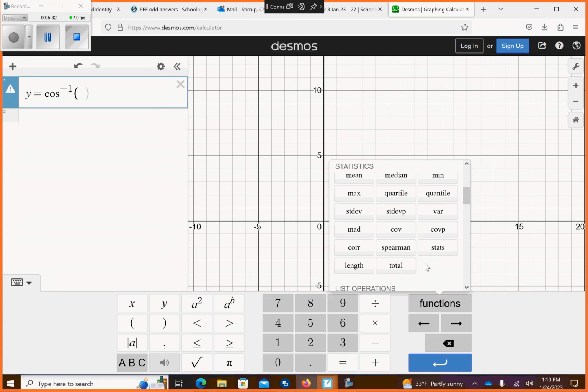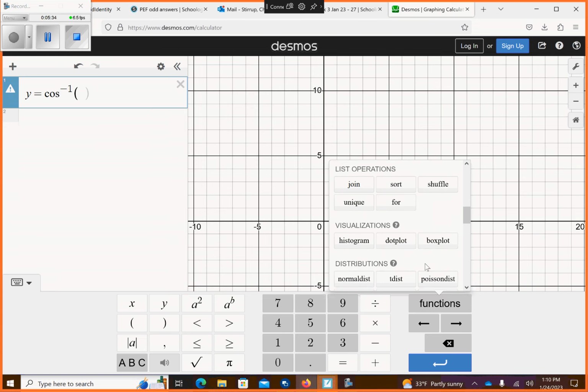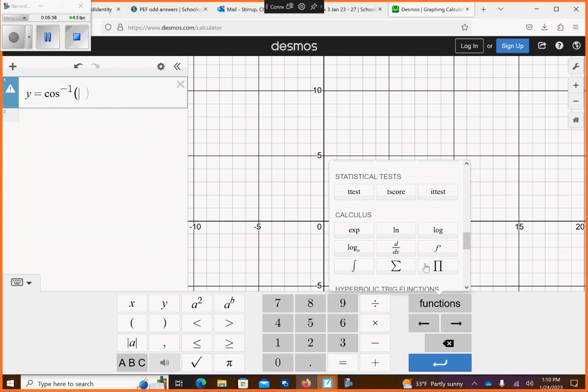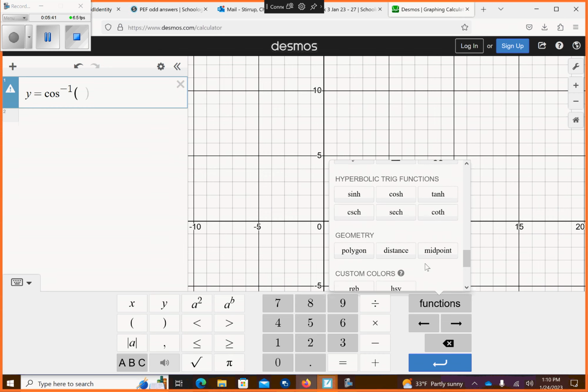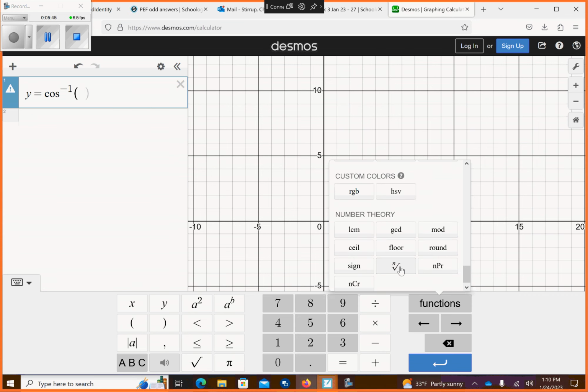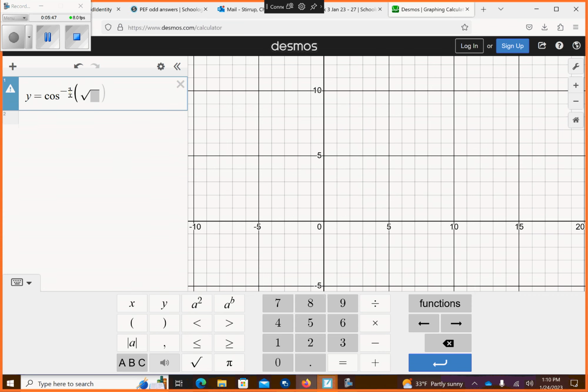I'm just seeing if there's any place that has a different root. I just changed it into a fraction, that's right. Oh, there it is. You have the nth root, and I don't know why it has the reciprocal cosecant.